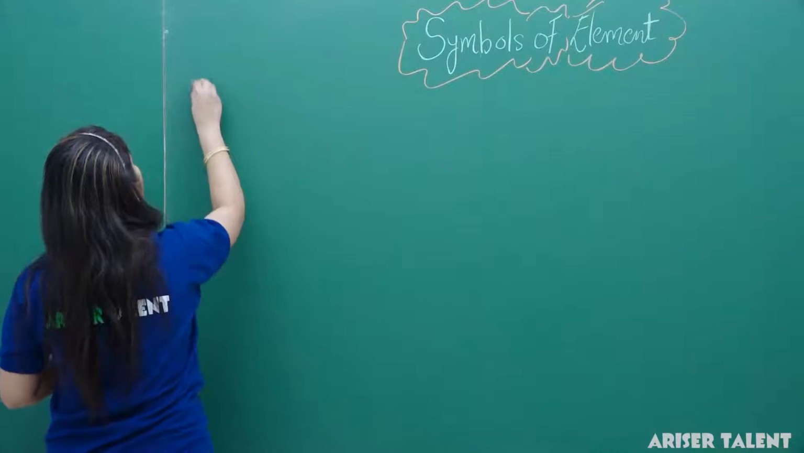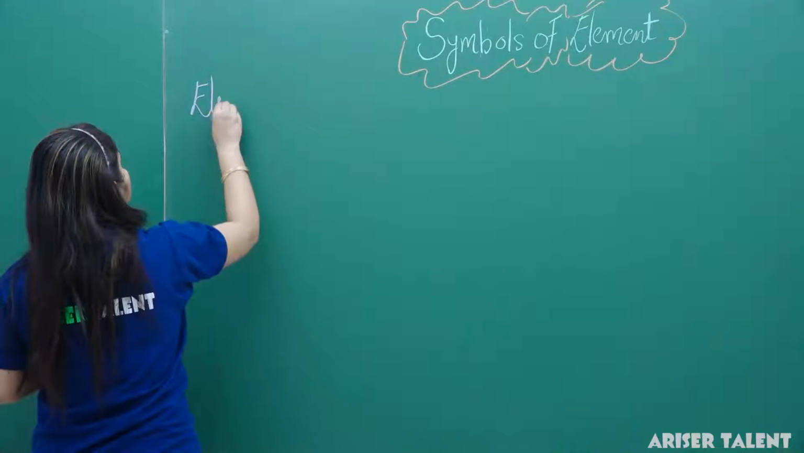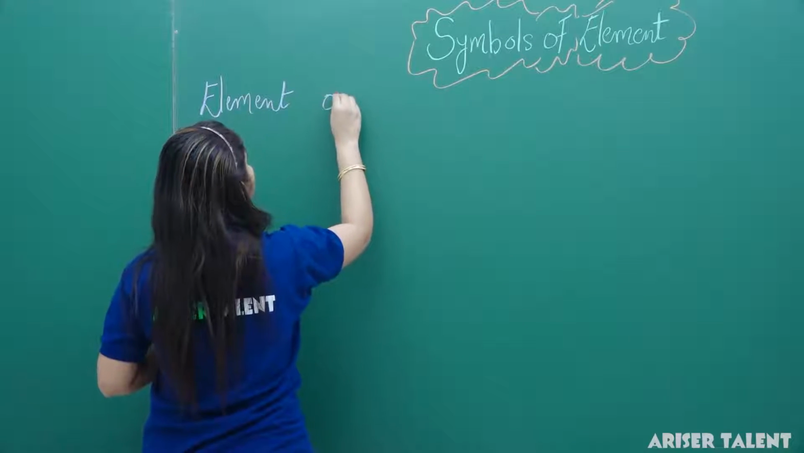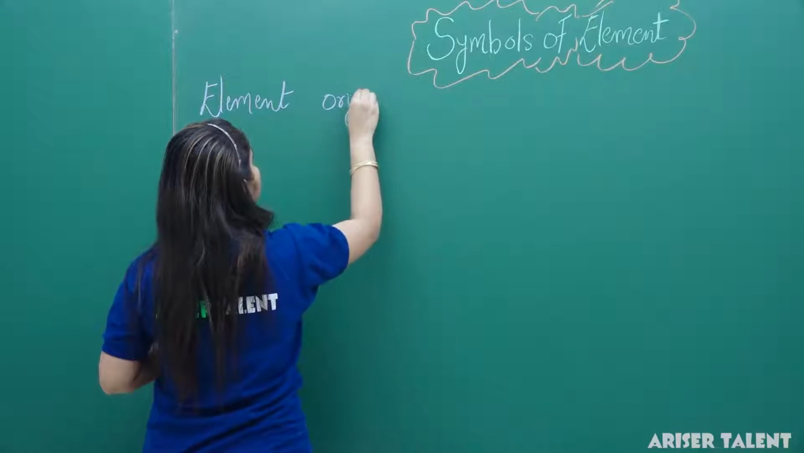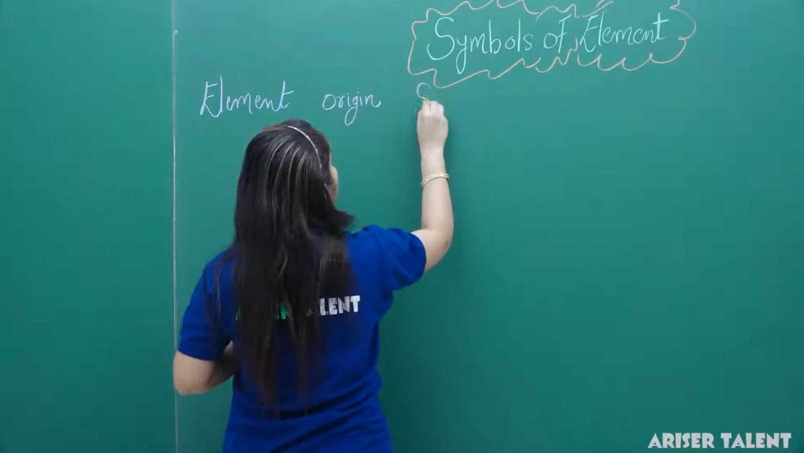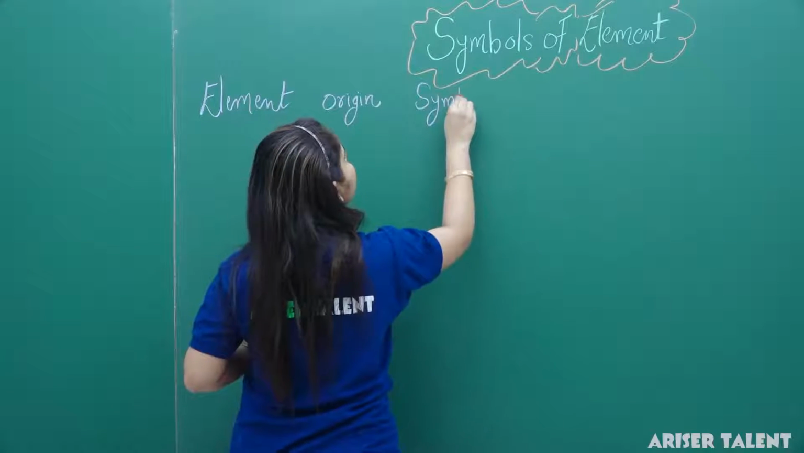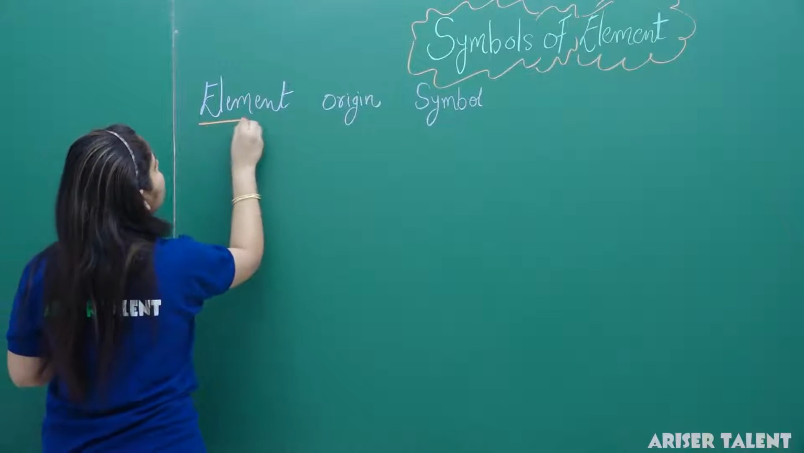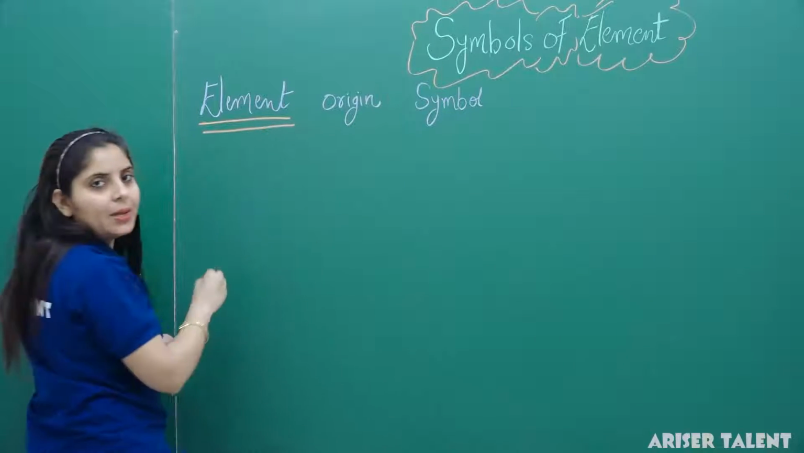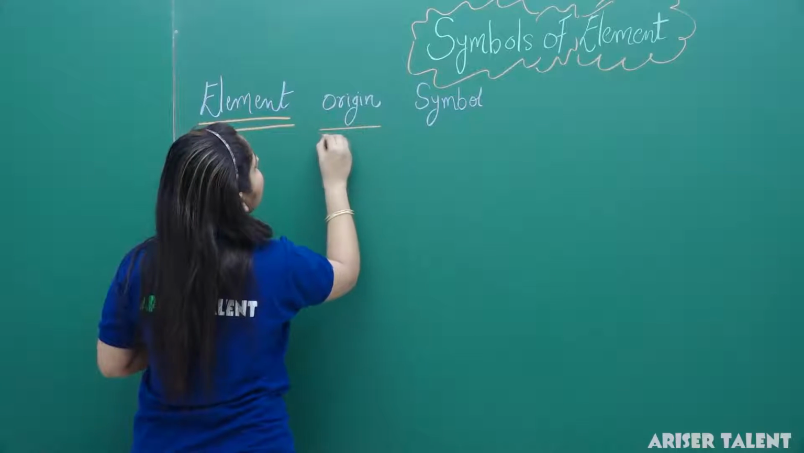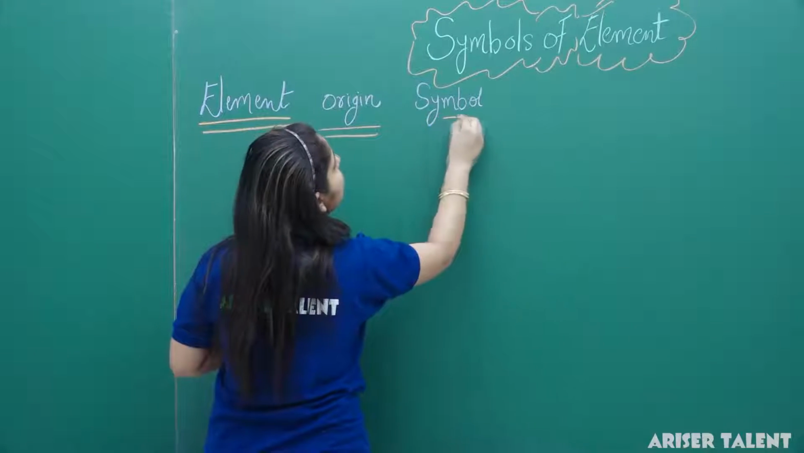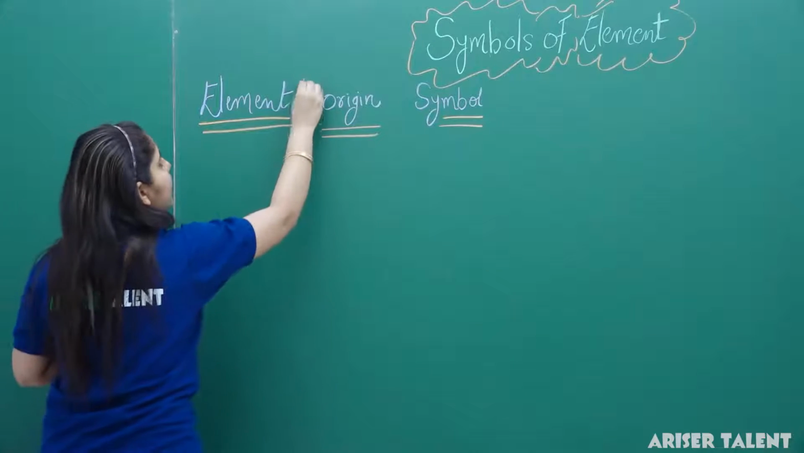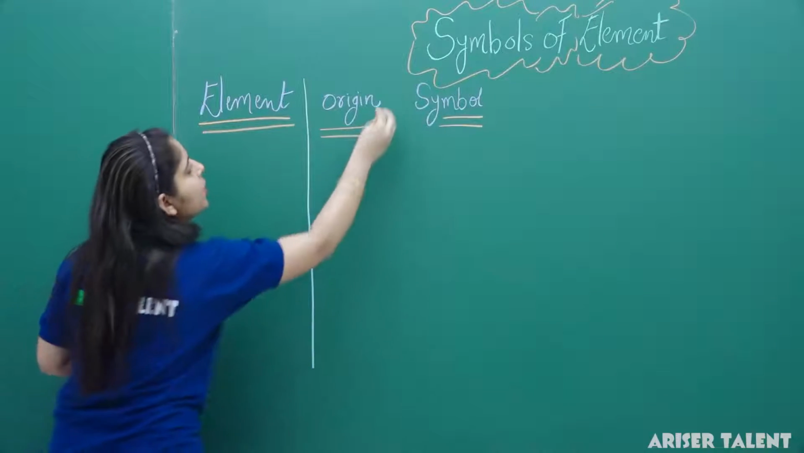So first I am writing element, then here origin, and in the third category we have the symbol of that element. So here are the three categories. Firstly, we will discuss the type of the element, second is their origin, and third is the symbolic representation of an element. So in this category we have different elements over here.